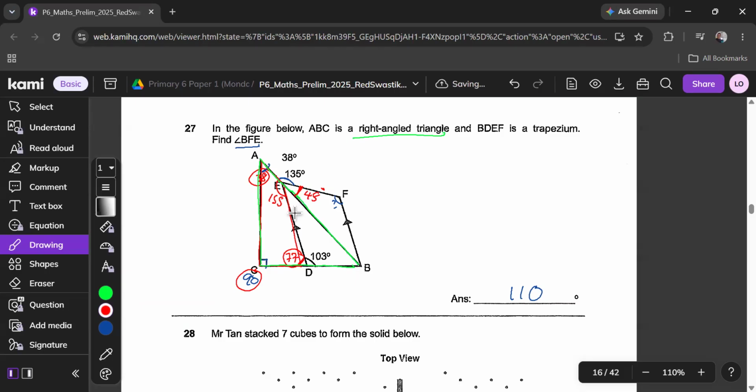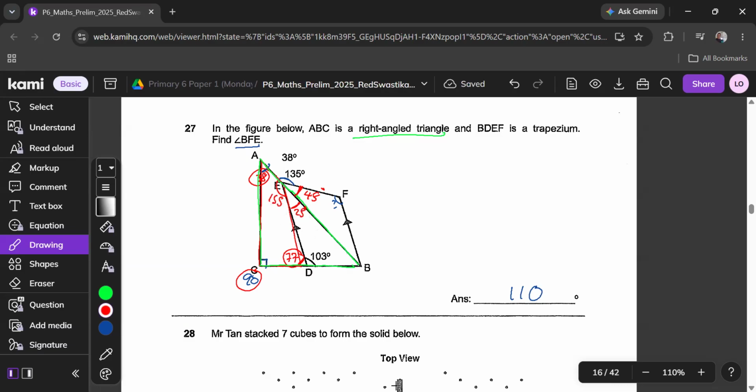Okay. And then what else can you find? Can you find this angle? Don't care about the question mark. If you don't know how to get the question mark, never mind. Just go and find other angles you can find. 25 degrees. How do you get it? 180 minus 155, you get 25 degrees.